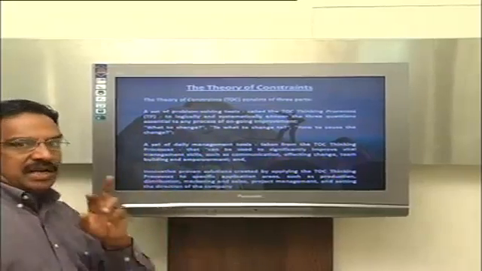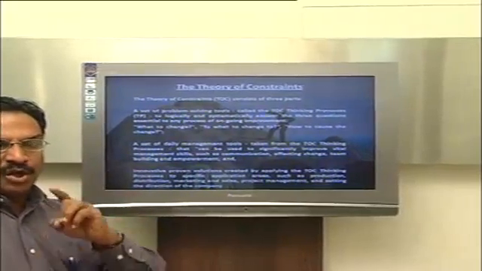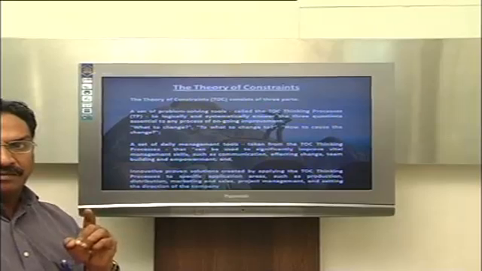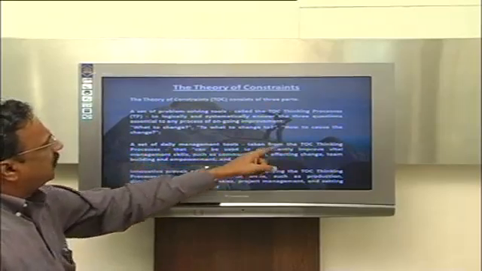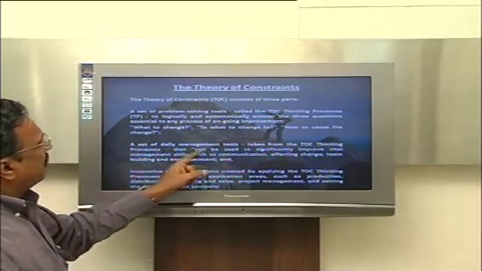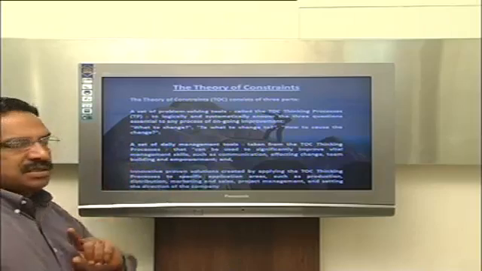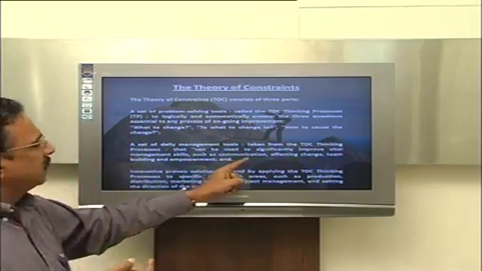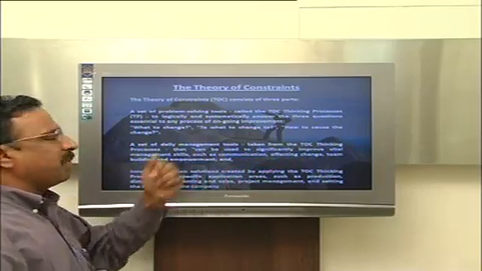Next, a set of daily management tools. Underline the word daily. It's an ongoing daily process. It's not a once in a week or Q1, Q2, Q3, Q4 process. It's a daily process, day after day. A set of daily management tools taken from the TOC thinking process that can be used to significantly improve vital management skills such as communication, effecting change, team building and empowerment.